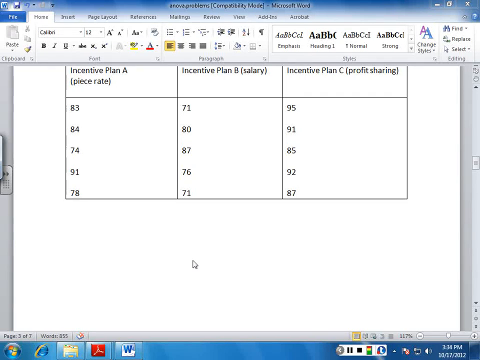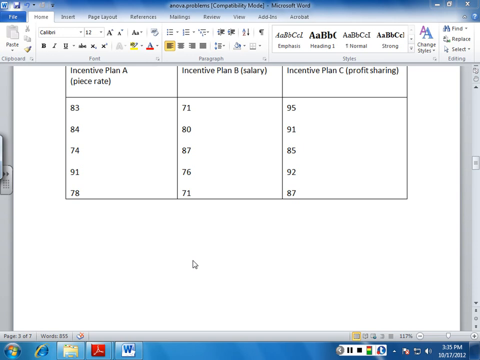Okay, so second problem on the tutorial. This looks a little bit different, but it's actually the same problem. The difference, at least computationally, is that in the first problem I gave you, the sample sizes, the sample means, and the sample variances were calculated for you. In this case, you have to calculate the sample sizes, which you can see is 5 per group, but also the sample means and the sample variances for each of the groups.